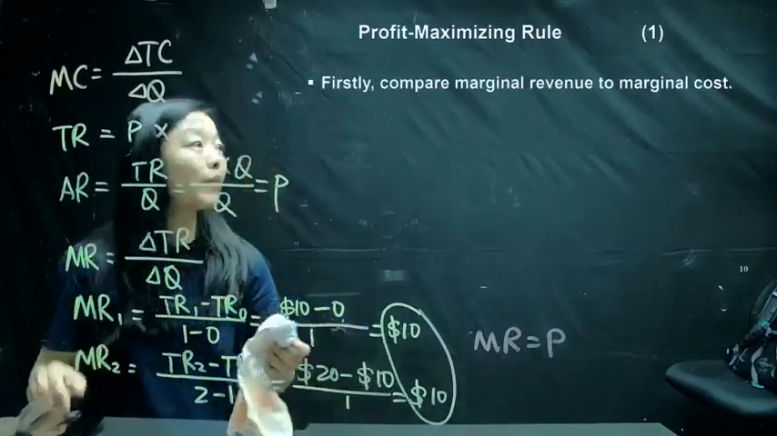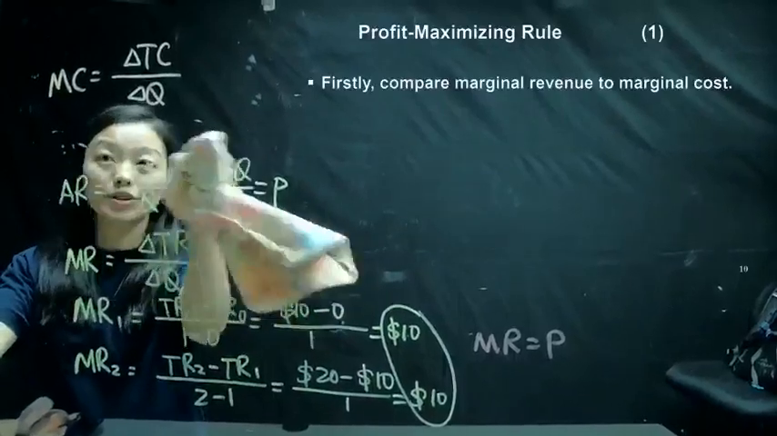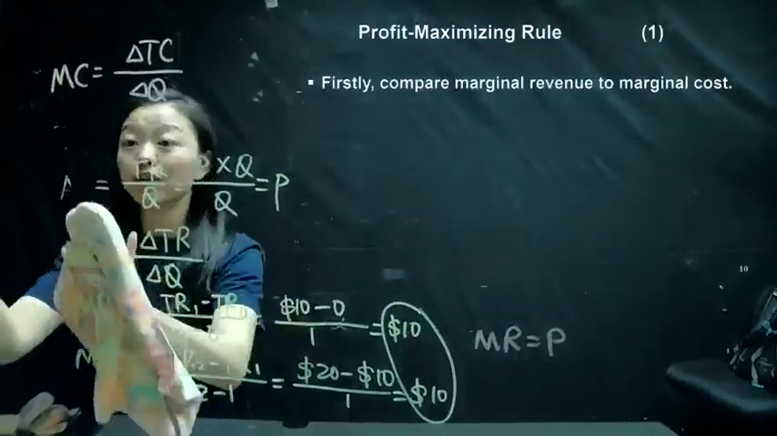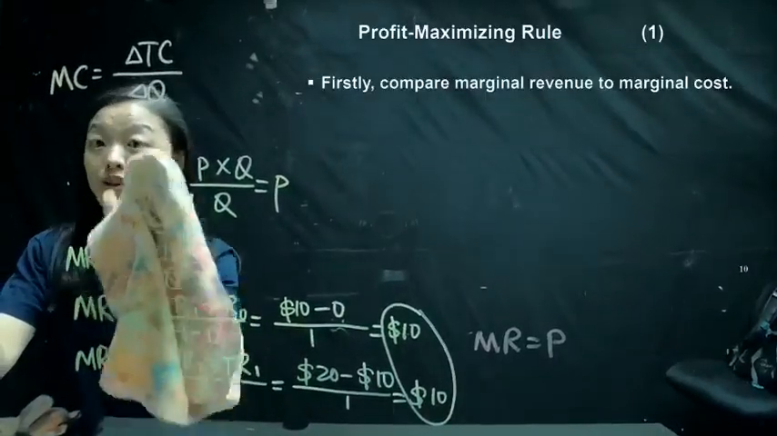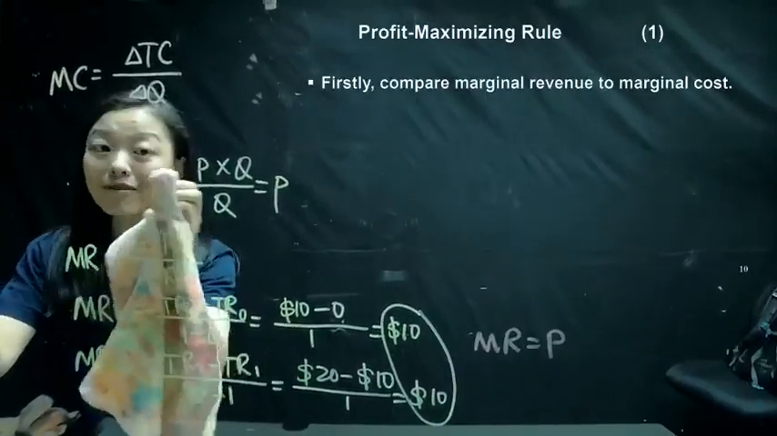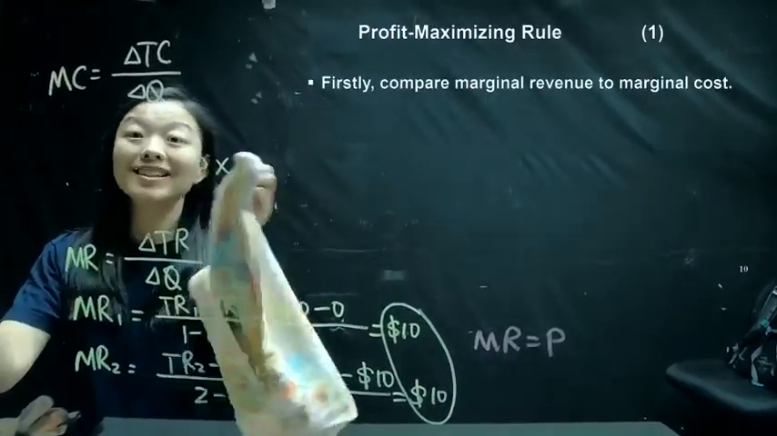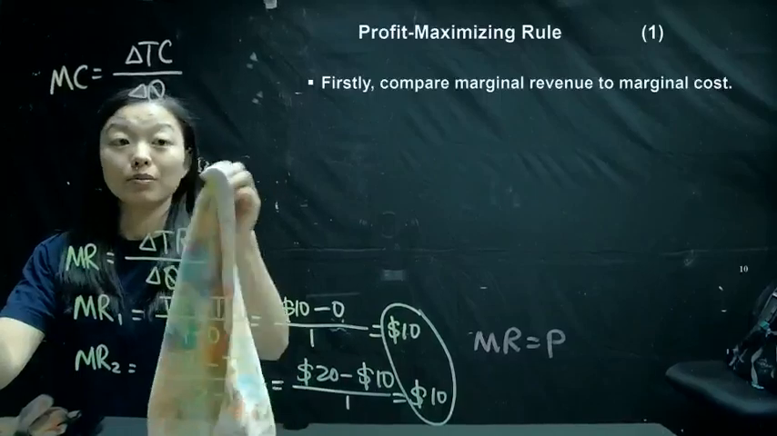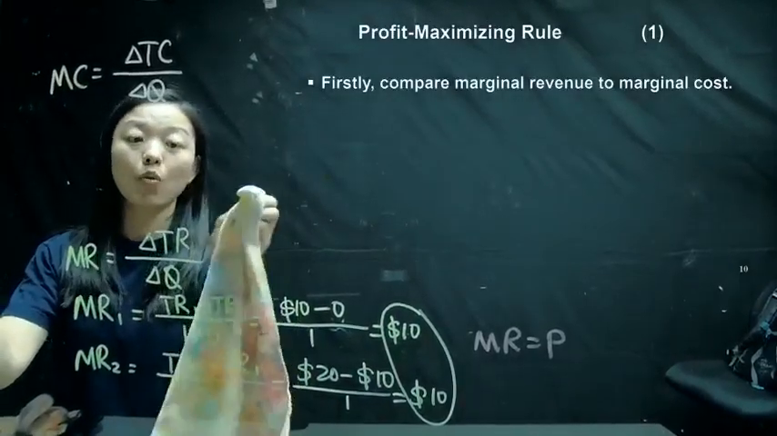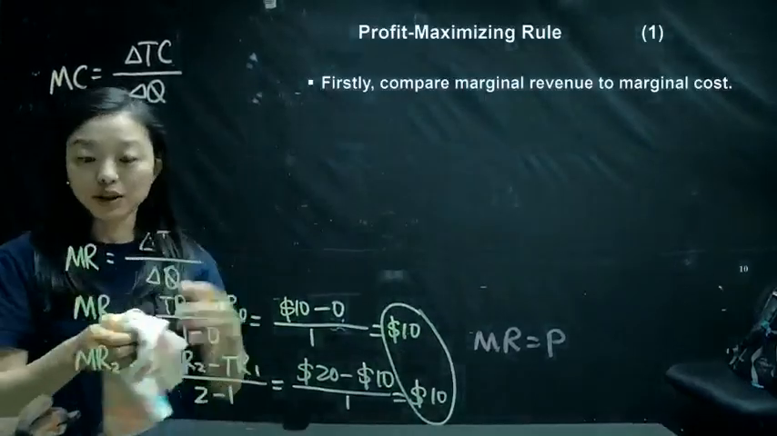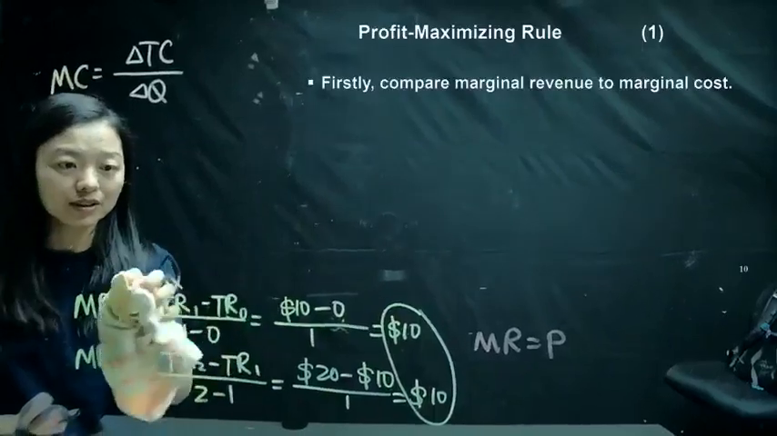Firstly, we will compare the marginal revenue to marginal cost. This is what we need to do first, okay? Because if you produce 1 more unit, we know this 1 more unit will bring you additional revenue, right? However, this 1 more unit will also cost you more, making you have the actual cost to produce that 1 more unit. Therefore, we need to compare the marginal revenue and marginal cost.